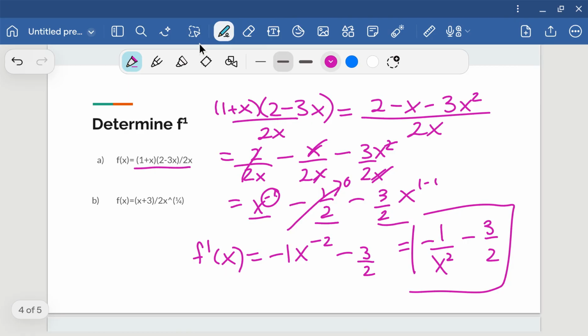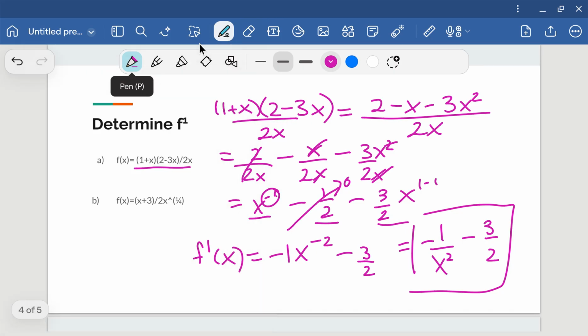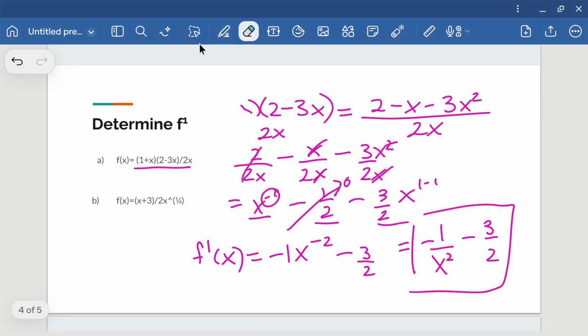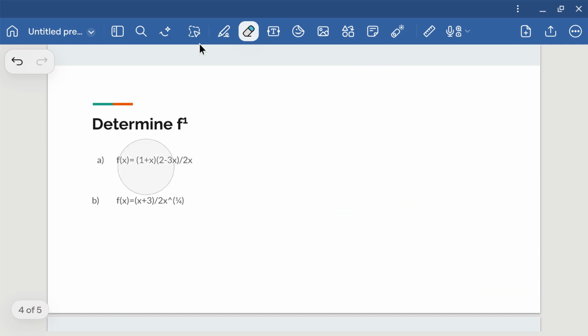I'm just going to erase this quickly to use that space. We'll go here. That's not working. My eraser's not showing up. Oh, there it is. Wrong one. Sorry about that. So I'm going to erase this.